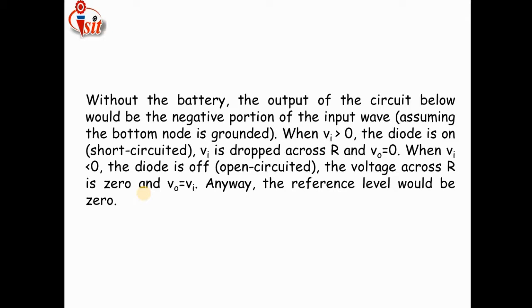That means there are two conditions involved for the diode: the diode is short circuited, and the diode is open circuited. Whenever the input voltage is greater than 0, the diode acts as a short circuit and the output voltage is equal to 0. Whenever the input voltage is less than 0, the diode acts as an open circuit and the output voltage is equal to the input voltage. For this condition, the reference voltage level should be considered as the 0 level.